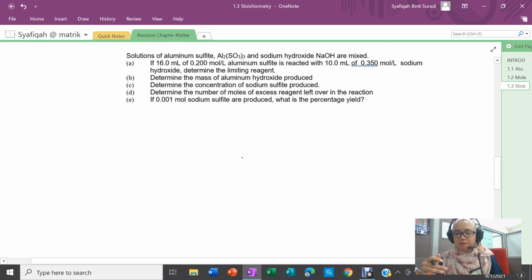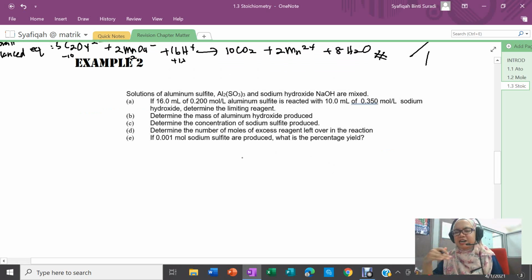Miss akan bagi korang jawapan, banyak answer, tapi Miss tak akan bagi korang like full step lah, okay. Miss akan tolong korang, guide korang. Okay, untuk soalan macam ni, kita ada step-step yang kita perlu buat. Okay, let's see the question.